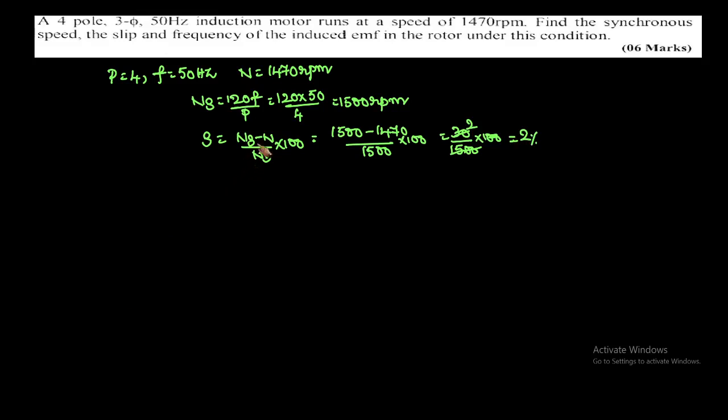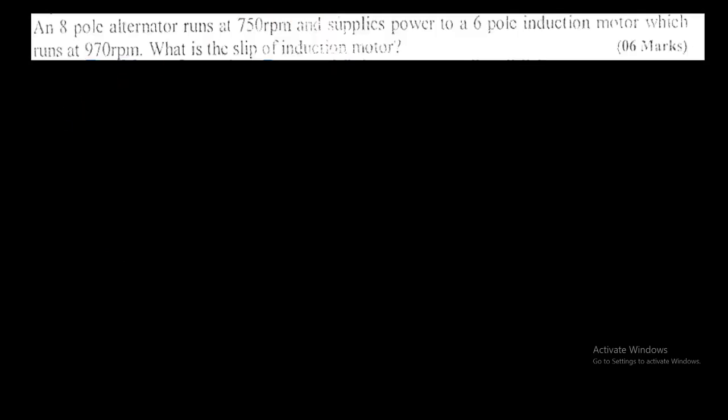Next, the frequency of the induced EMF in the rotor under this condition: f dash is equal to s times f. f dash will be 0.02 into 50. The answer will be 1 Hz. Very simple problem, given for 6 marks. Direct application of the formulas. Next you see an 8-pole alternator.